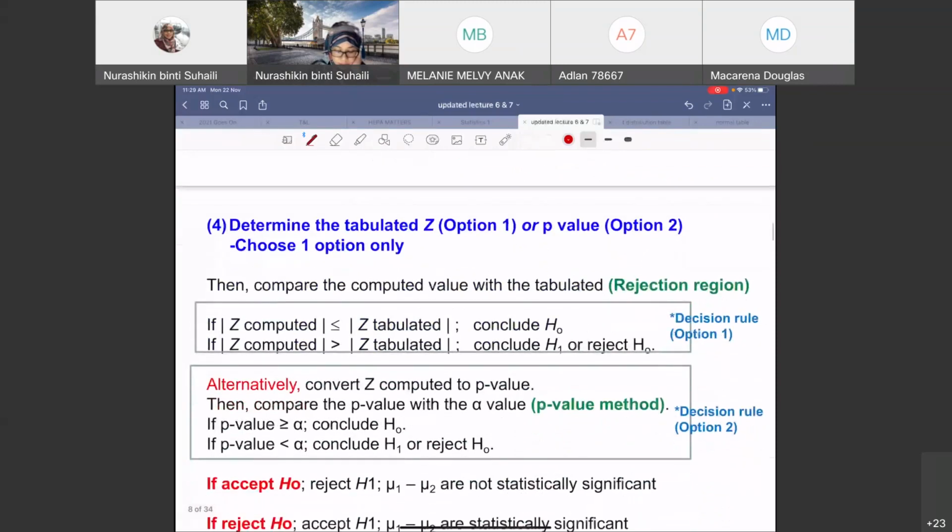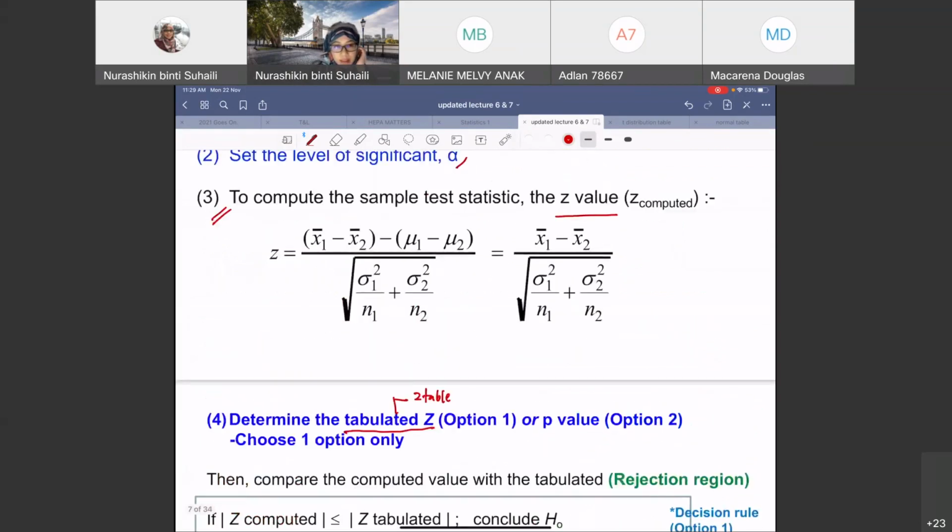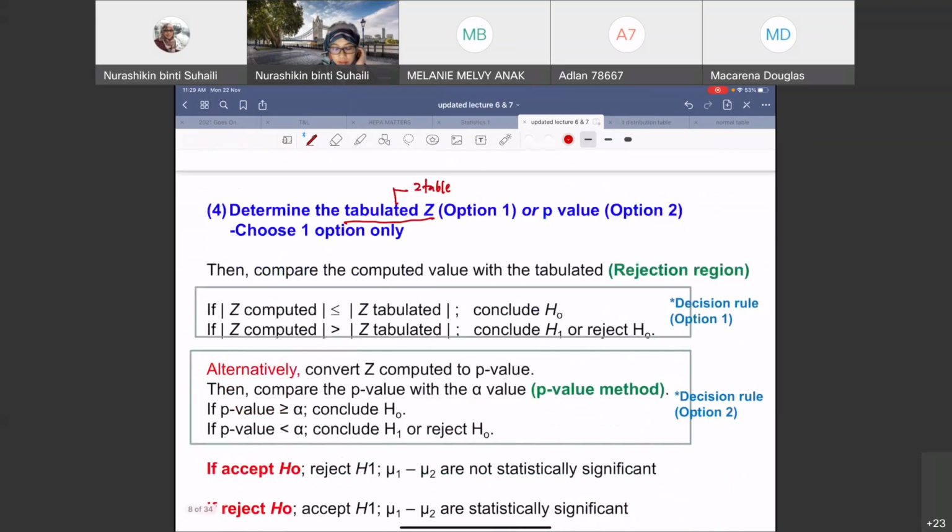The fourth step is to compare the tabulated Z, which is the Z from the table. You have to determine the Z value from the table first, and then you compare the tabulated Z with the calculated Z. Calculated Z is the one that you determine in the third step. Okay, so this is the decision rule. So you have to memorize it.